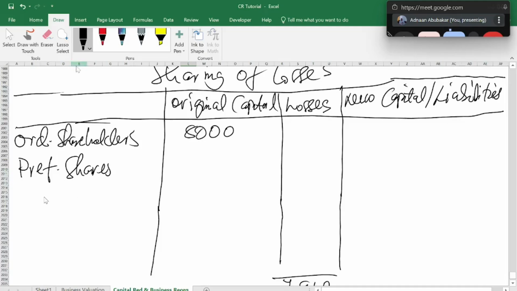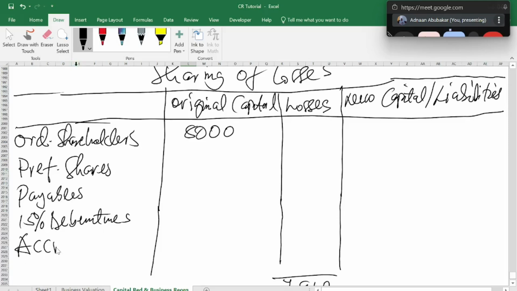If you like, you can bring the current liabilities as well, payables. You can share some of the losses to them. You have payables. You have 15% debentures. You remember them, all of them are liabilities. You also have accrued expenses. You can share these losses. Somebody can share these losses among them bit by bit. Somebody can share it among maybe two. Somebody can also share it among maybe this one.